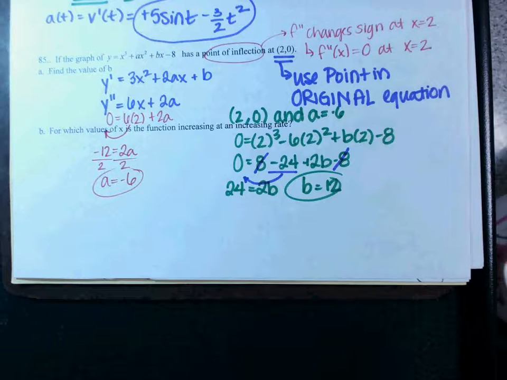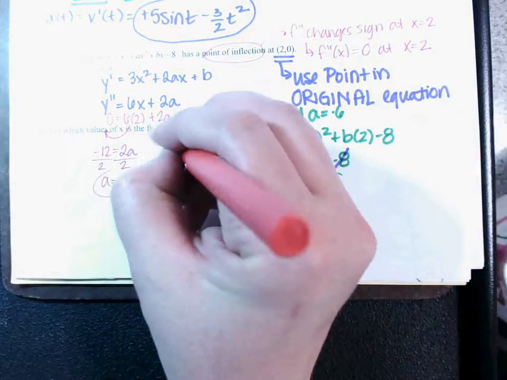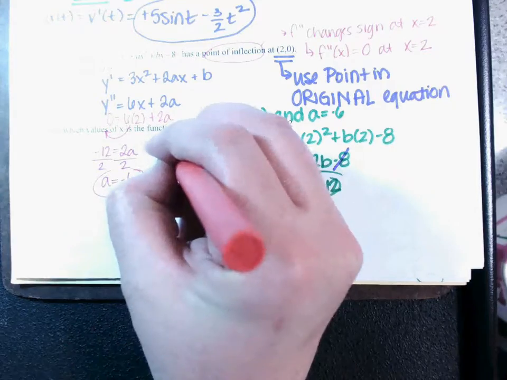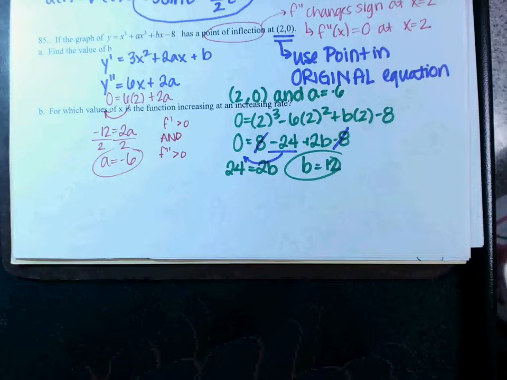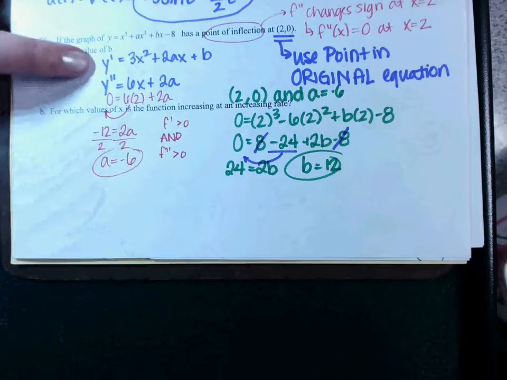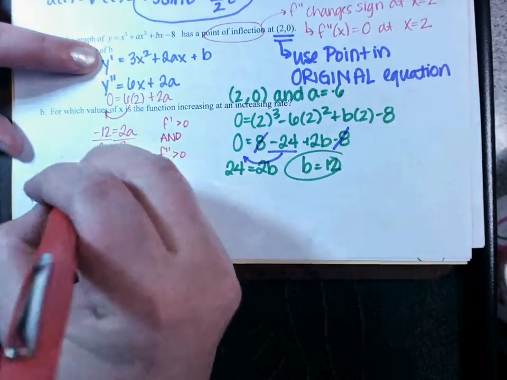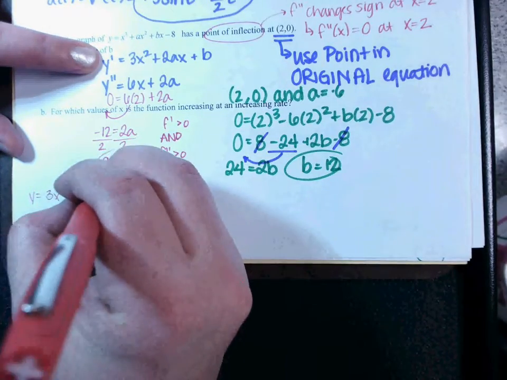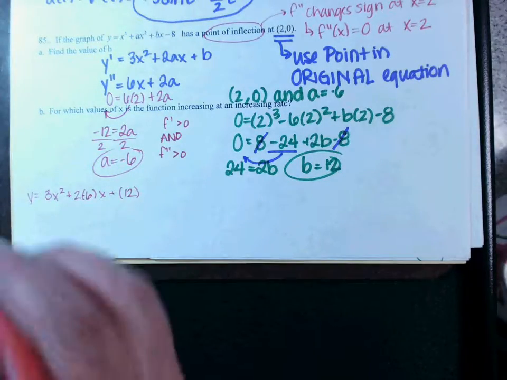So I'm going to come back to my y prime here. What am I going to plug in for A? What am I going to plug in for B? 12. So let's do that first. So I know here that f prime has to be greater than 0 and f double prime has to be greater than 0. So I'm going to find the intervals where that happens. Let's do f prime first. So y prime is here. It's going to be 3x squared plus 2 times negative 6x plus 12.